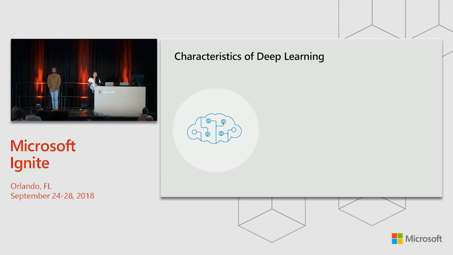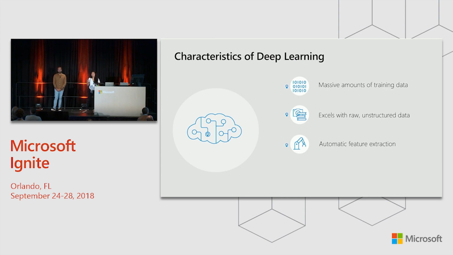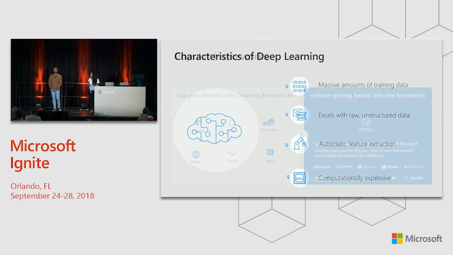So really quickly, what are the characteristics of deep learning? Massive amounts of training data, excels with raw and unstructured data like audio files, images, text, and does automatic feature extraction or feature learning for you. Finally, it's computationally expensive because we're training on a lot of data and we're also training on complex architectures. And this is why deep learning really goes hand in hand with the use of hardware like GPUs and now even more custom hardware. So you really need that if you want to do any reasonable training in an amount of time that isn't on the order of months, for example.